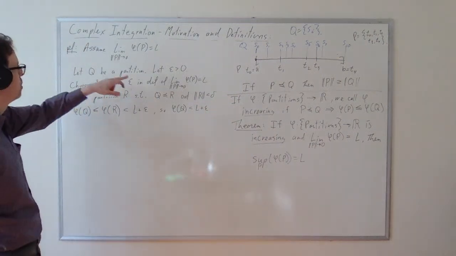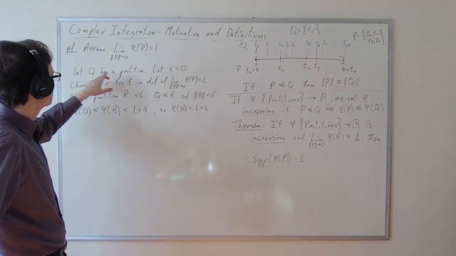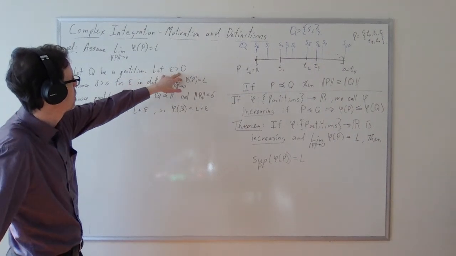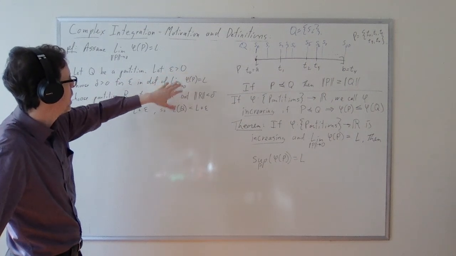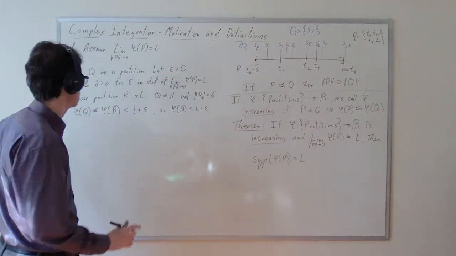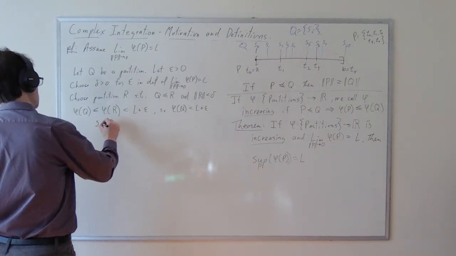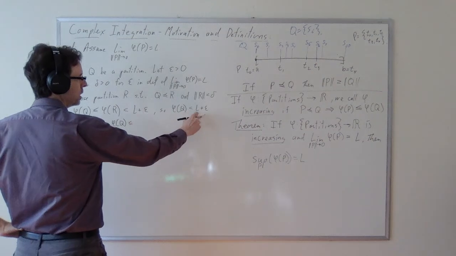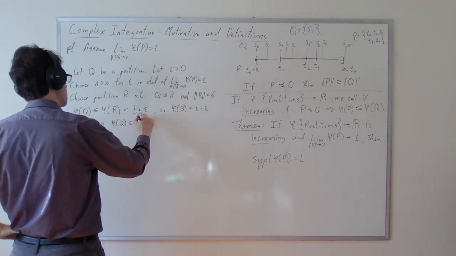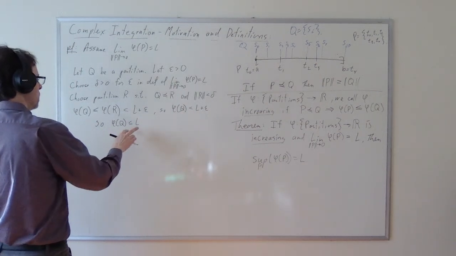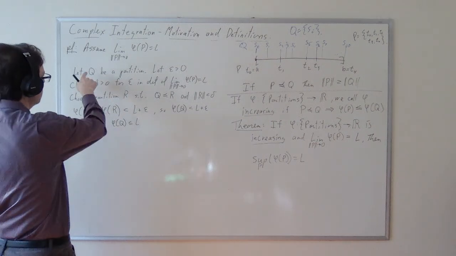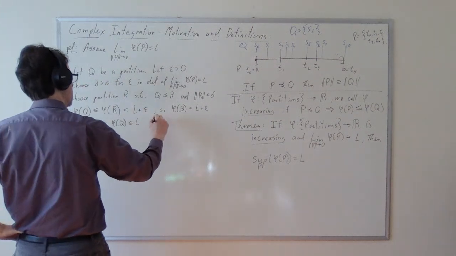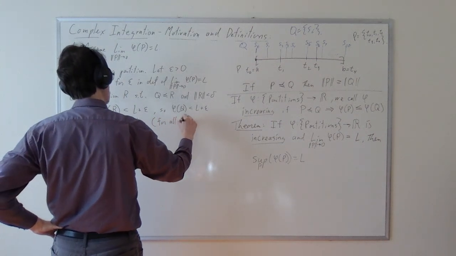But now, I chose Q before epsilon, right? So Q was chosen to be an arbitrary partition, then epsilon was chosen next. And that means that this inequality is true for all epsilon. And that means that phi of Q is strictly less than L plus epsilon for every epsilon, so it's less than or equal to L. And that Q was arbitrary, and so we get this for all Q.